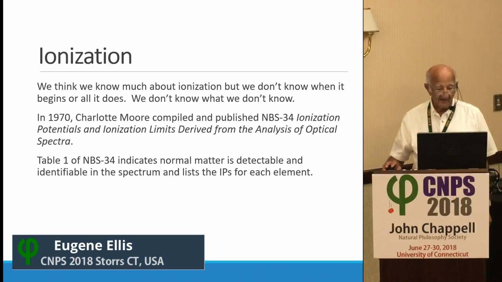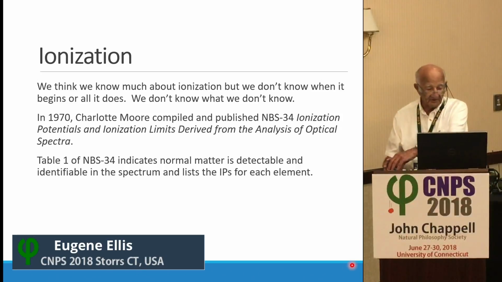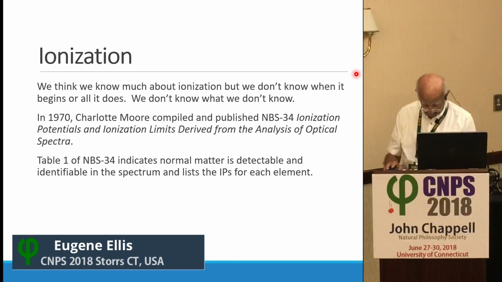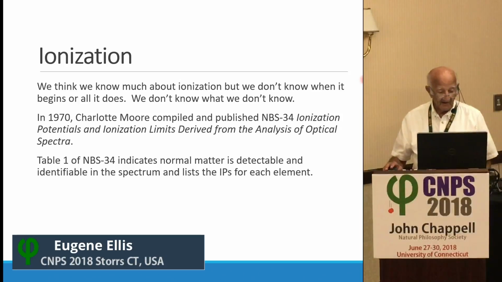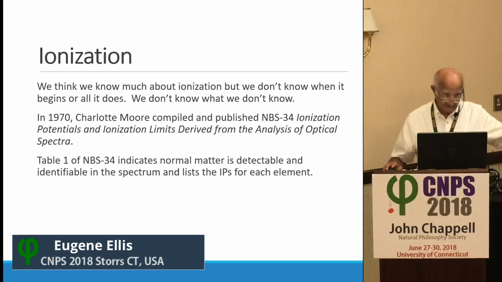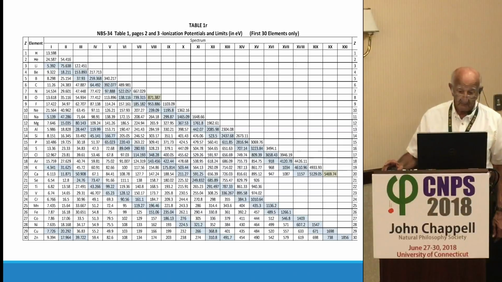We think we know much about ionization, but we don't know when it begins or all that it does. We don't know what we don't know. In 1970, Charlotte Moore compiled and published NBS 34, ionization potentials and ionization limits derived from the optical spectra. Table 1 of NBS 34 indicates normal matter is detectable and identified in the spectrum and lists the IP for each element. This is a copy of NBS 34. These are the first 30 elements from that publication.